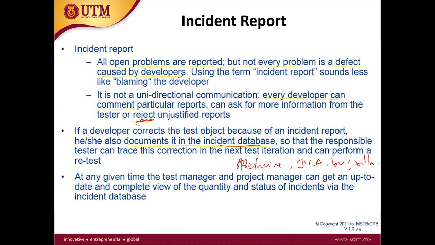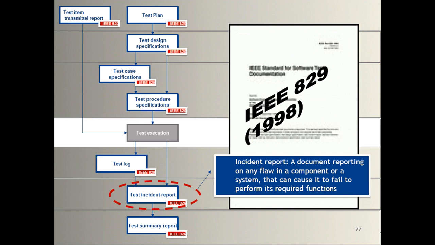Okay, so at any given time, the test manager and project manager can get an up-to-date and complete view. They can produce the report and the status at any given time. At any time, they can log into the system, the database, the incident management tools, and get reports. So this is the standard that we mostly refer to for test incident reports: IEEE 829.